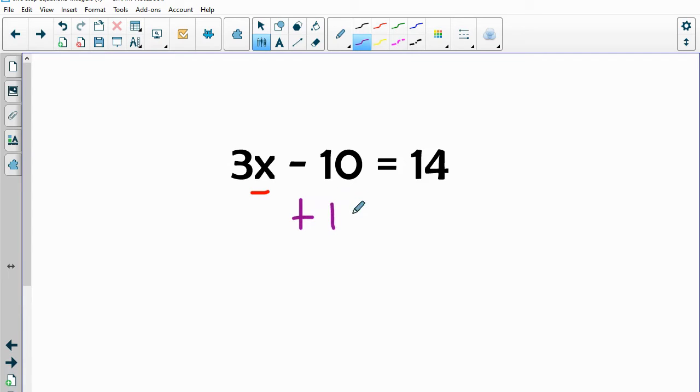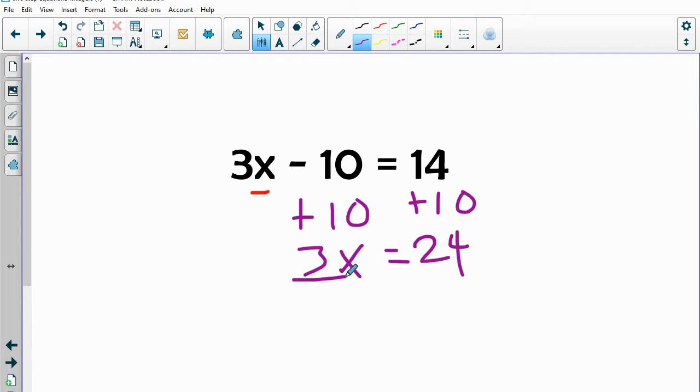So in this case, we're going to undo the addition or subtraction first. So we add 10 to both sides. And when we do that, we end up with 3x equals 24. So to finish that off, I have to do a division on both sides now. Divide both sides by 3. And I end up with a final answer of x equals 8.